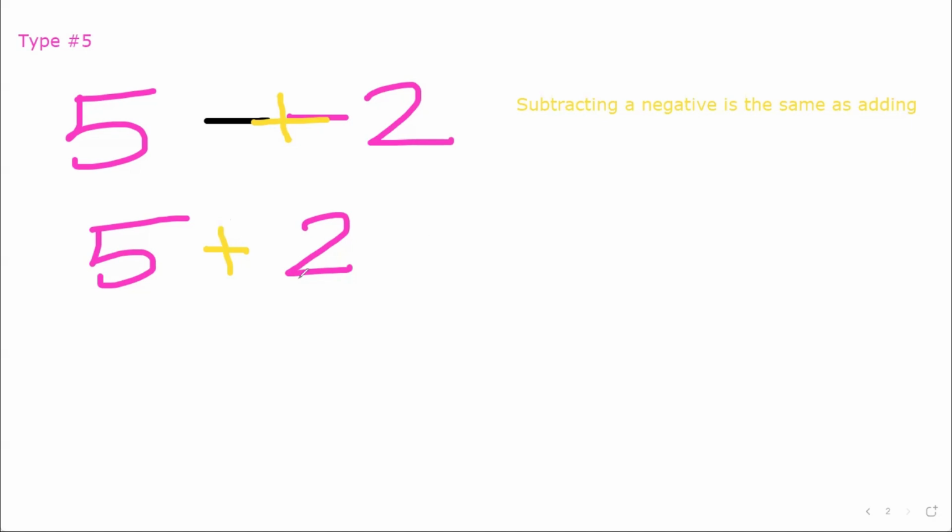So what do we have now? It becomes a basic addition problem. 5 plus 2 gives you 7. That's it. So at first the problem looks really complicated because you've got all these negative signs and minus signs together. The double negative turns into a positive. That makes it addition. All right, let's do a couple more of these.